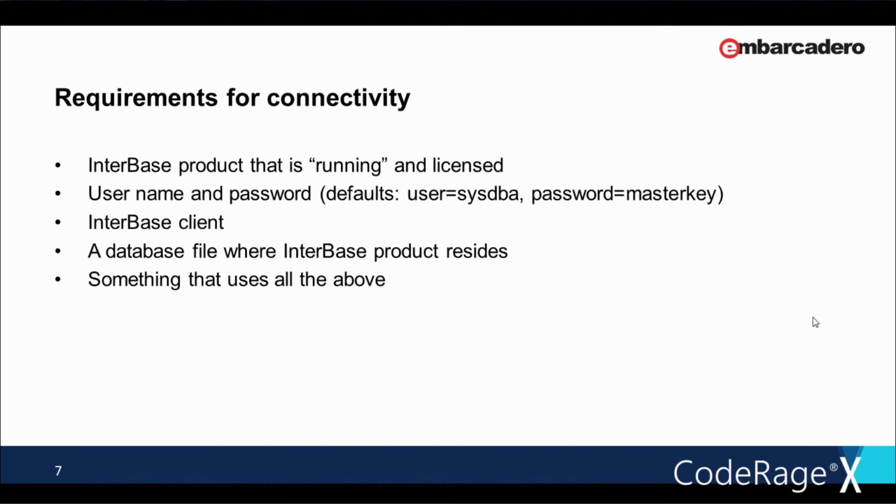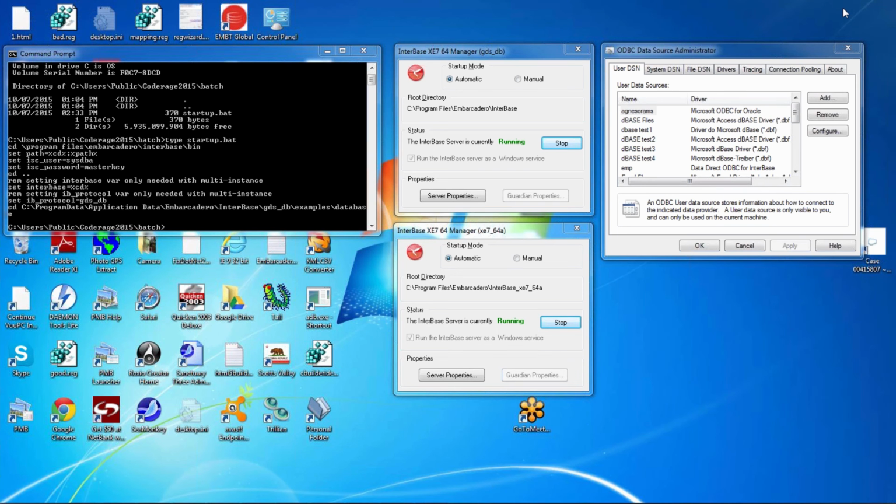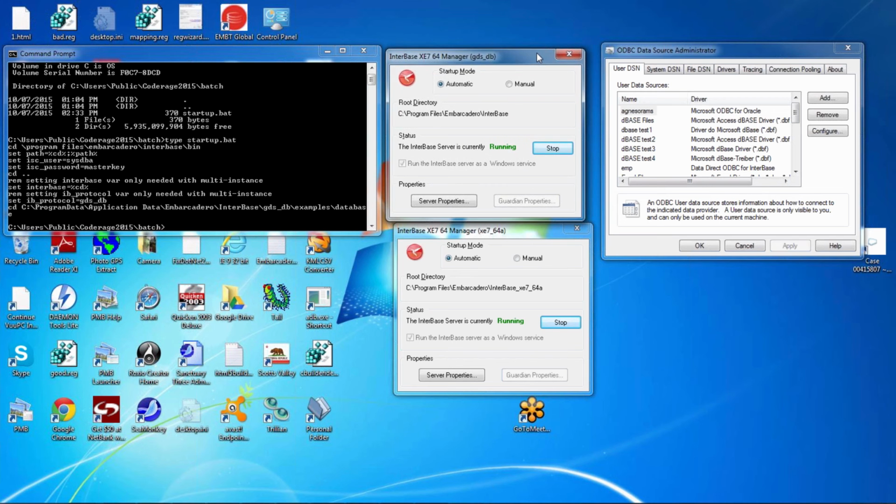Okay, so now we're going to look at a number of examples of how to do all these things. So first thing you need to kind of know is, where is InterBase running? I've actually got two InterBase servers running on my computer right here. This is the default one. You'll notice that it says GDS_DB. That's an InterBase 64-bit server, and using all the defaults. The GDS_DB indicates all the defaults.